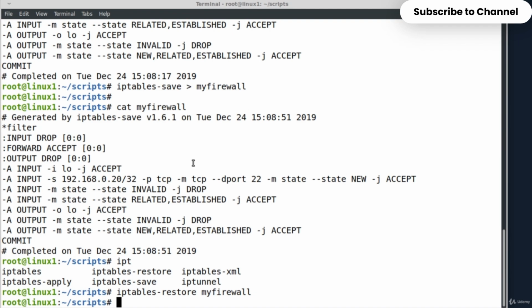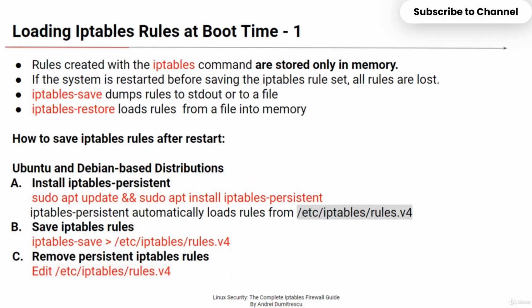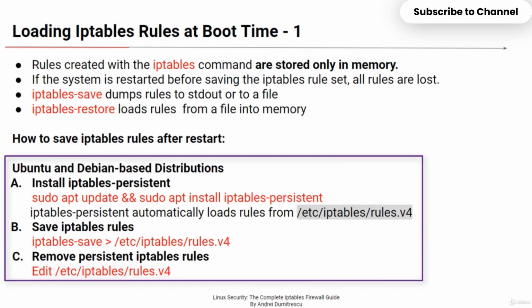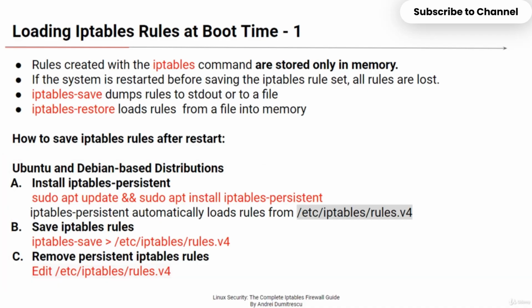Good. Let's see how to restore the iptables rules after system restart. The solution is based on the Linux distribution we are using. Let's see how it's done on Ubuntu and Debian-based distributions. There is a package, a program named iptables-persistent. This program is not installed by default in Ubuntu, but it belongs to the standard repositories and I can easily install it. I'm going to install iptables-persistent.